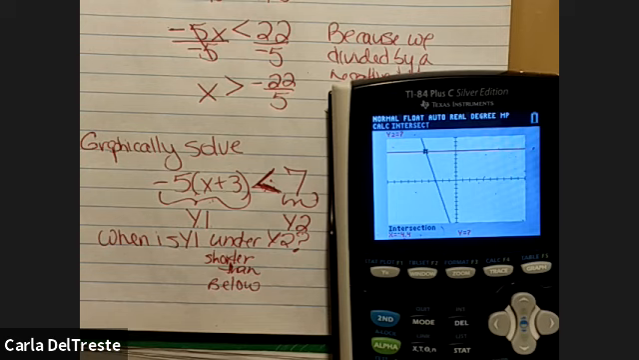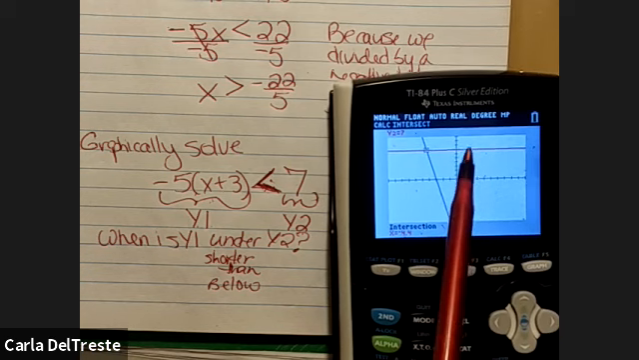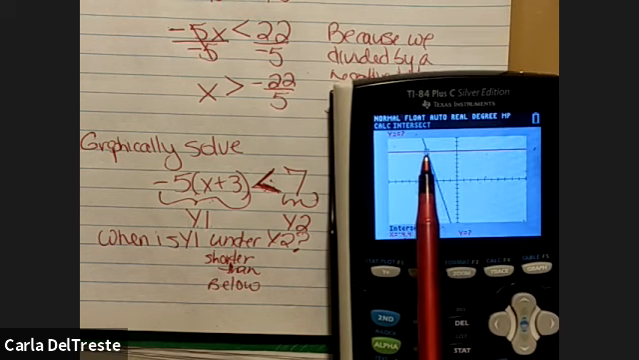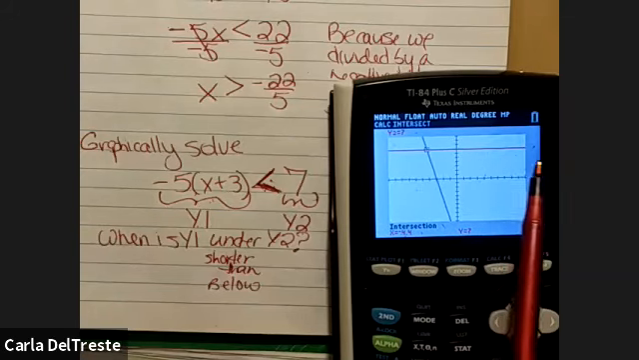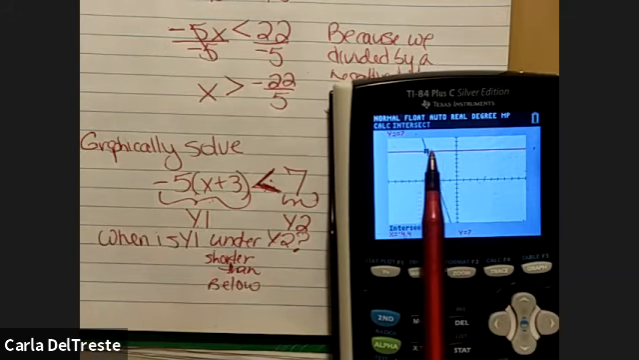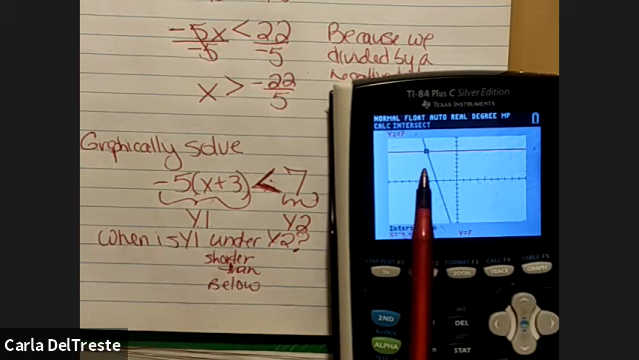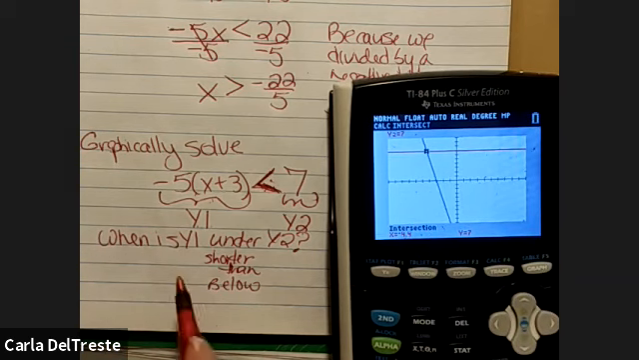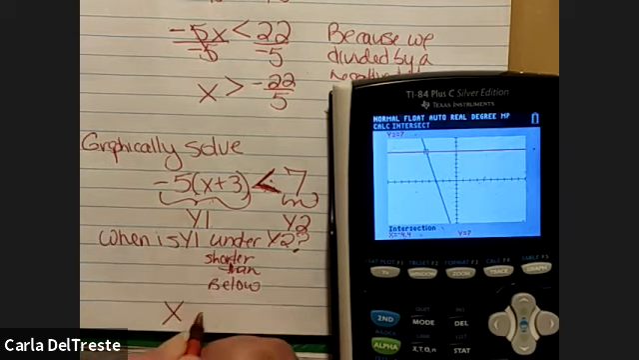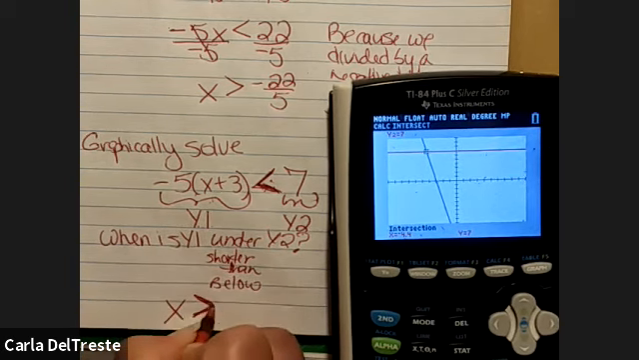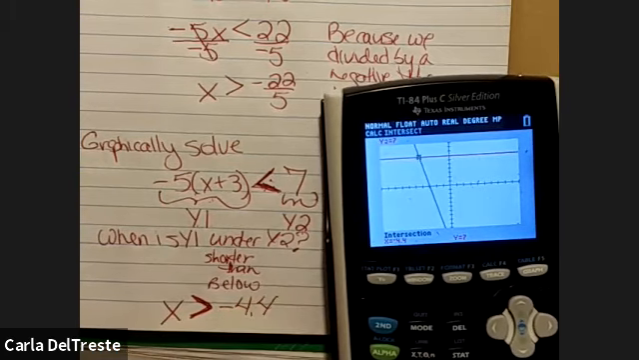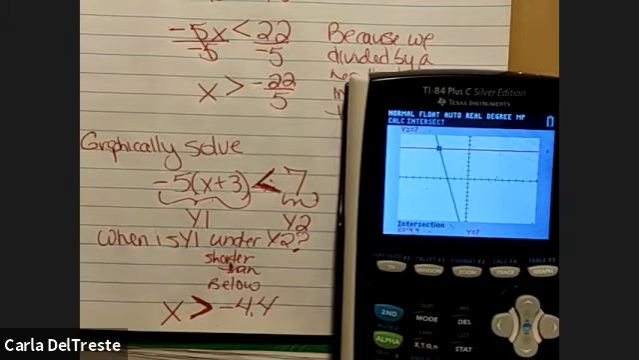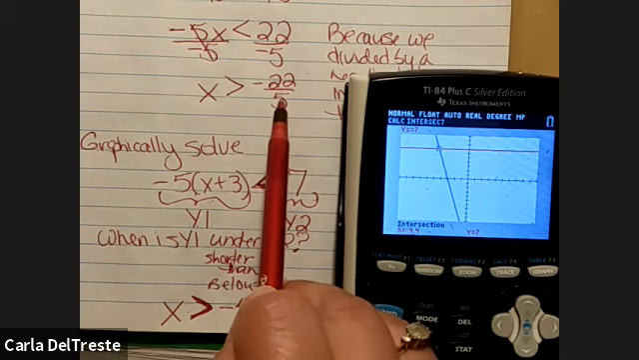I don't care about where they're equal. I want to know where this graph is below this graph. That's happening at everything above, everything to the right of -4.4. So I want to say that it's all x that is larger than -4.4. Obviously, this is a fraction.